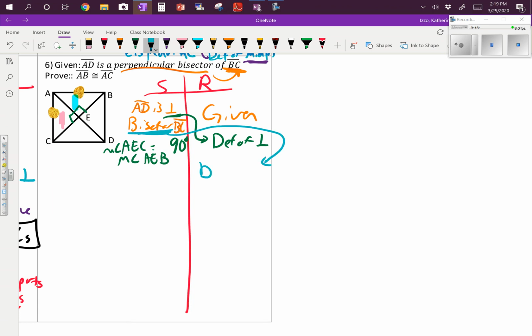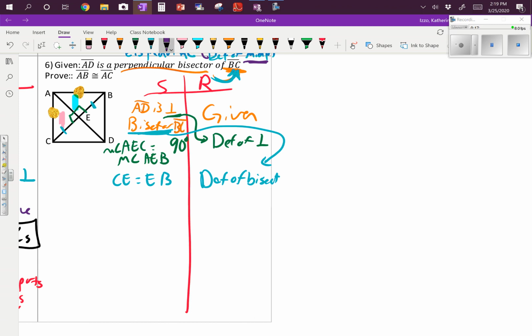Next thing we have to do, definition of bisect. Okay, bisect means to chop into two equal pieces. So BC is being bisected. If BC is being bisected, that means BC is being chopped into two equal pieces. That means CE is equal to EB. Okay, so we got definition of perpendicular and definition of bisect, which means we have completely destroyed that given. That given gave us a lot of stuff. It gave us a pair of angles and a pair of sides, which is actually very helpful.